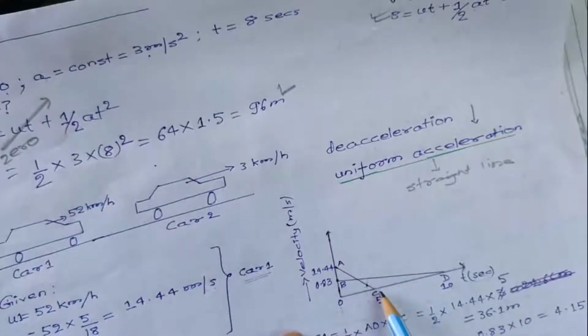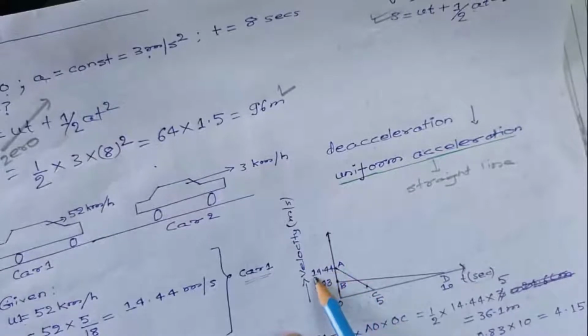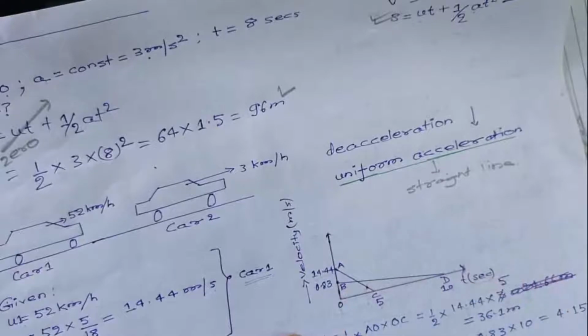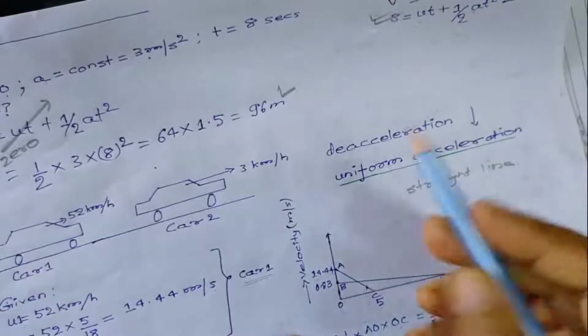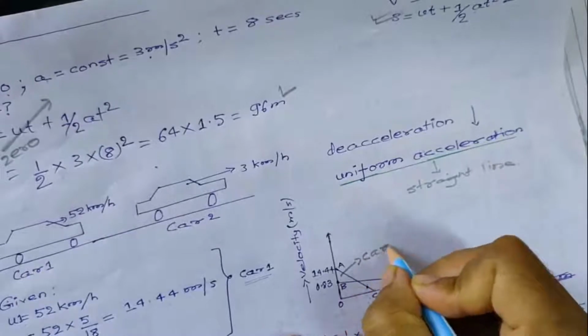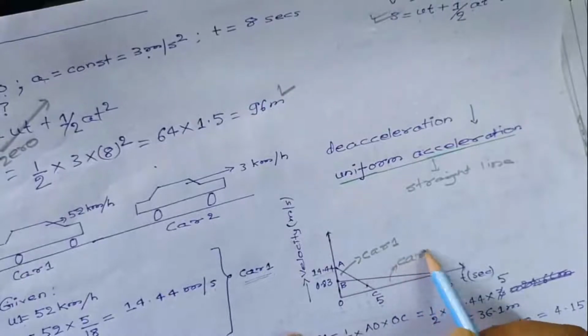If you join the points available for car A, along the y-axis it is 14.44, along the x-axis the value is 5. Similarly for car 2. So let us write, this is for car 1, and this is for car 2. It is as simple as that.